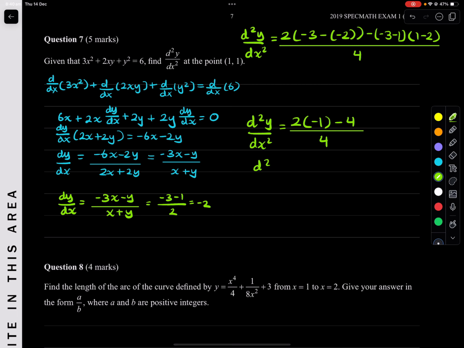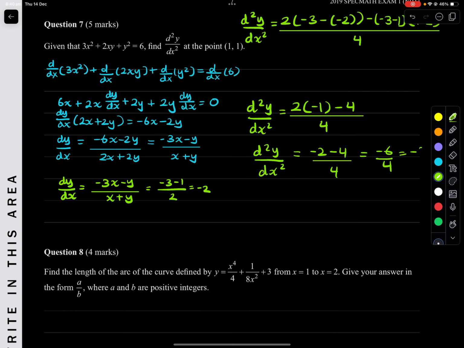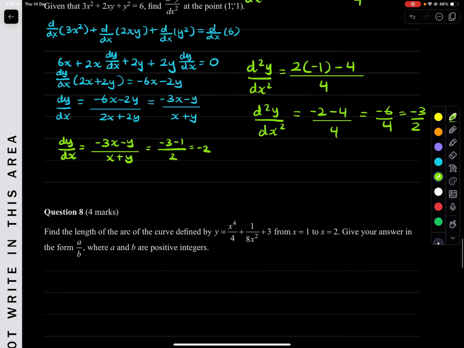So d²y/dx² is just going to be negative 2 minus 4, all divided by 4, which is just negative 6 divided by 4, which can be simplified to negative 3 over 2. That's the answer. Negative 3 over 2, is that right? So let's write it here. Negative 3 over 2. That should be your answer, yeah. That's it. I hope that's right.